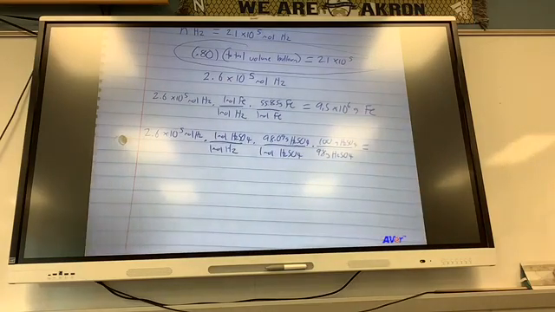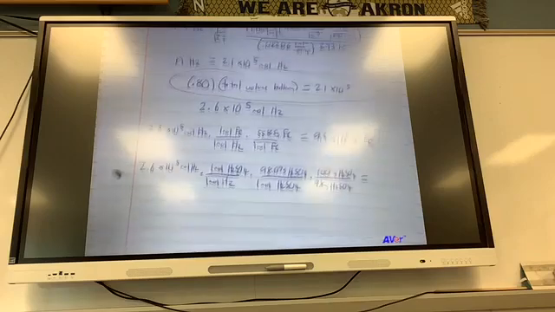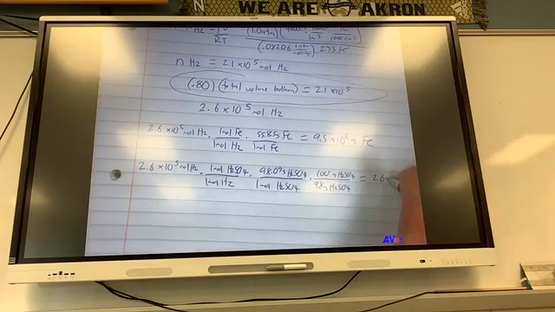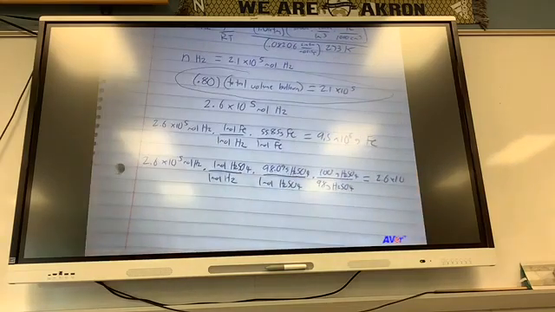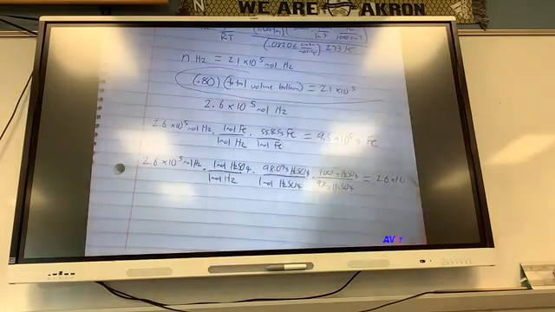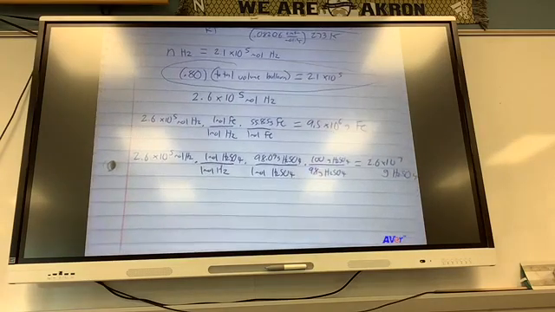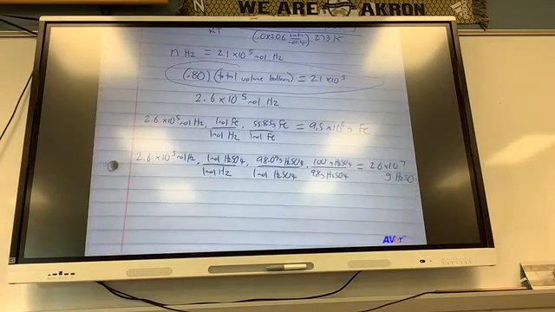Multiply that through: 2.6 E5 times 98.09 times 100, divided by 98. So that gave me 2.6 times 10 to the 7th grams of H2SO4. Let's see what the book got.